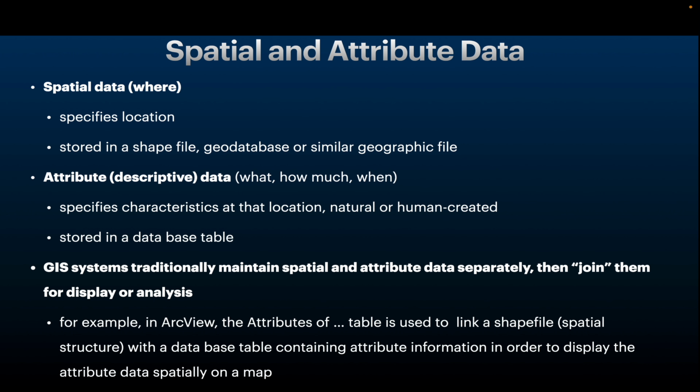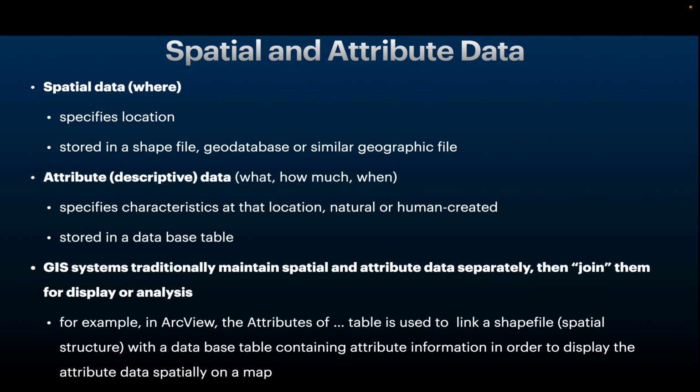So we have spatial data, which specifies location, stored in a Shapefile, geodatabase or similar geographic file. Attribute: what, how much, when. This specifies the characteristics at that location, natural or human created. Just like we demonstrated, types of hospital, whether it is 24 hours or a daycare center, highway, whether it is a highway, street road, campus road. If it is a point, then it is a crime spot, a person, a tower, or whatsoever.